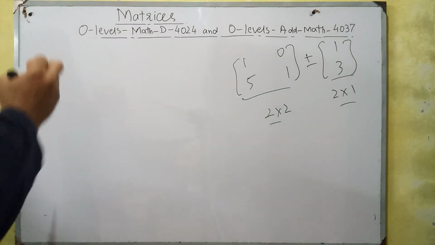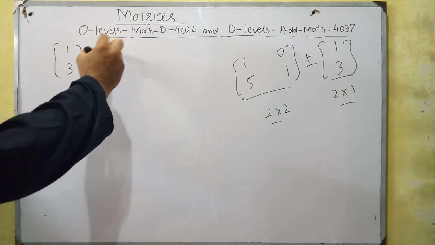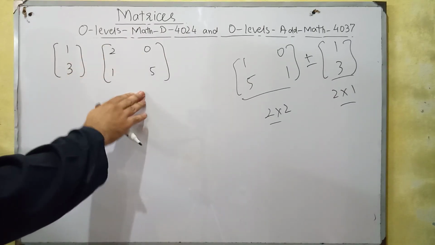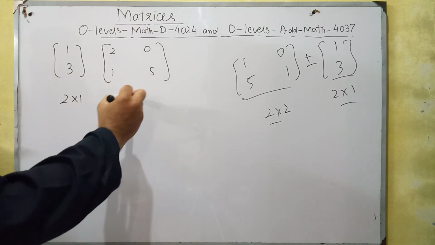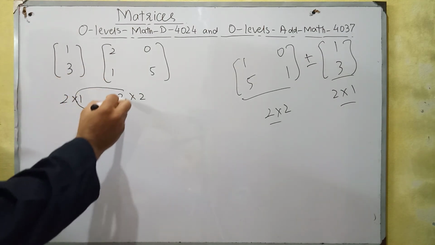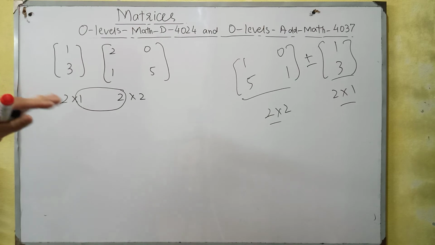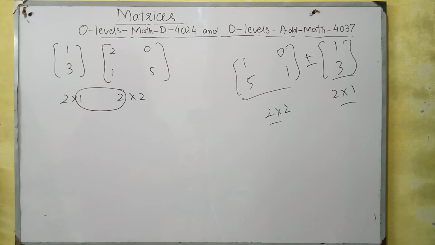And the condition is, for example, we have two matrices, 1, 3 and 2, 0, 1, 5. If we need to multiply these two matrices, the order of this matrix is 2 cross 1 and the order of this matrix is 2 cross 2. We will write the orders of both matrices and we will see if these two numbers that we have in the middle are equal or not. If these two numbers are equal, the multiplication of matrices is possible. But if these two numbers are not equal, like in this case, the multiplication is impossible.